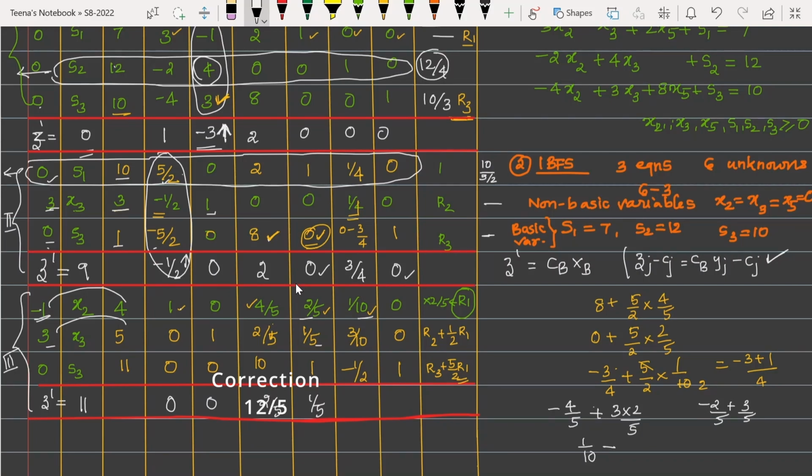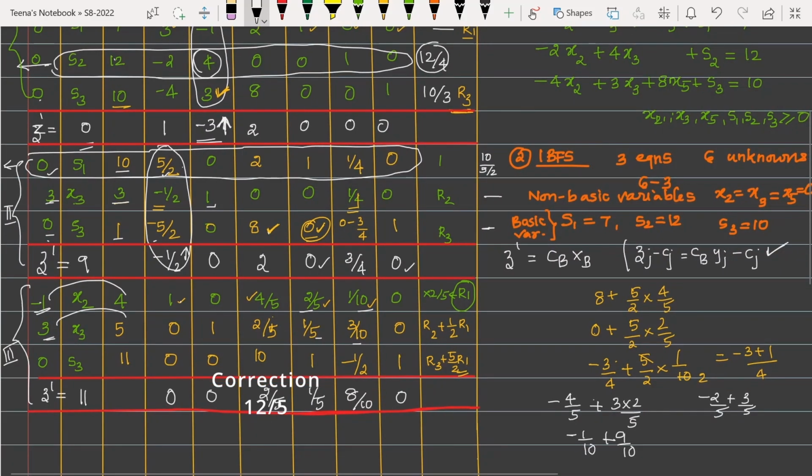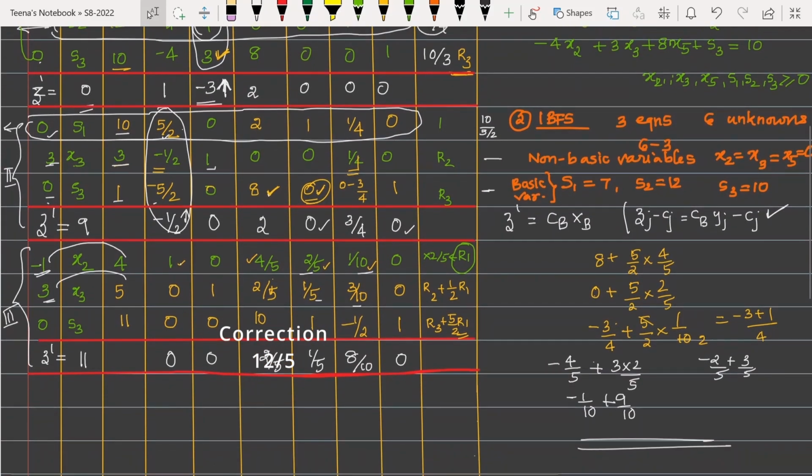Then plus 3 into 3 by 10, so plus 9 by 10. Minus 1 by 10 plus 9 by 10, it is 8 by 10. The next net evaluation is 0. And hence we got all the net evaluations as greater than or equal to 0. So the current existing solution is an optimum solution. So we conclude that we got an optimum solution.